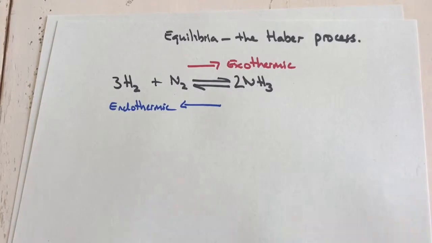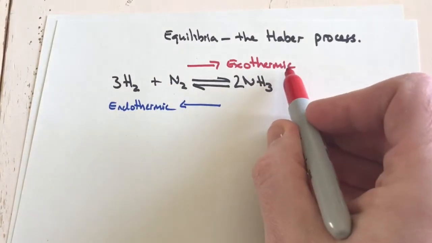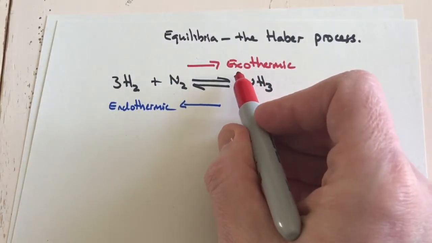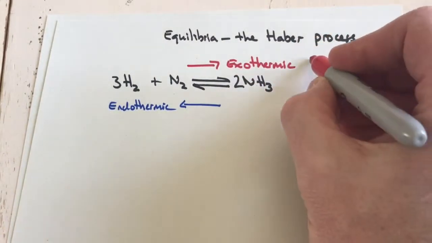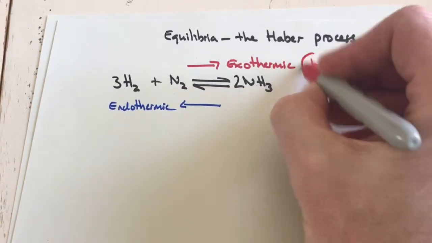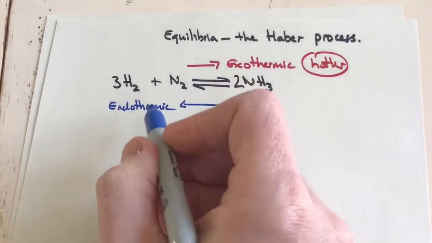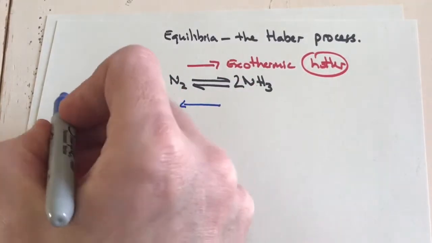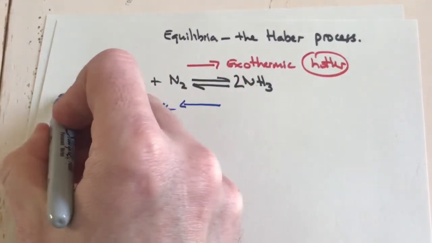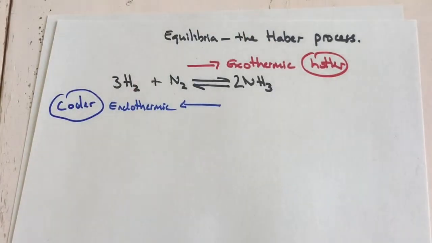Before we get into this, let's just add some labels to this. And I suggest you always do this when you're faced with a question. So exothermic means that energy is going to be released. That's going to cause the surroundings to become hotter. And the opposite is true where the reaction is endothermic. That's going to cause heat energy to be taken in. That's going to cause the surroundings to become cooler.